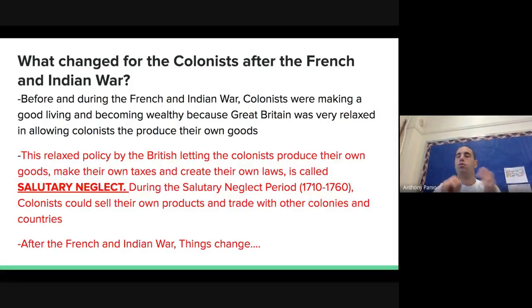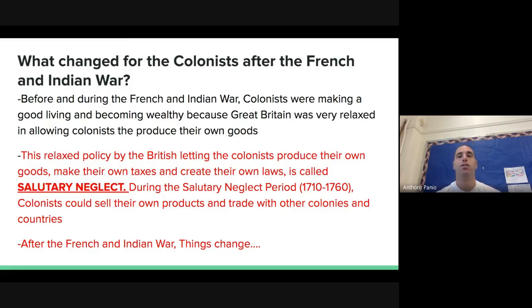So let's use the forest for an example. The forest has a lot of trees. It has a lot of raw materials of wood. What a lot of the colonists were doing was producing and making their own houses, right? They were building their own houses. They were producing their own products with wood. They were not selling the wood to Great Britain for them just to sell back.